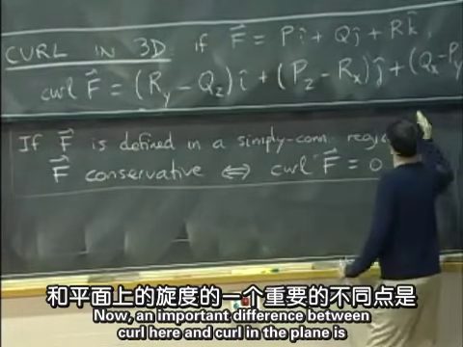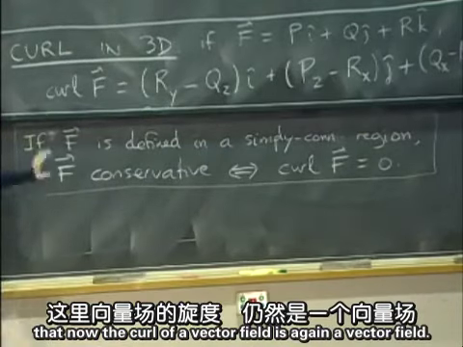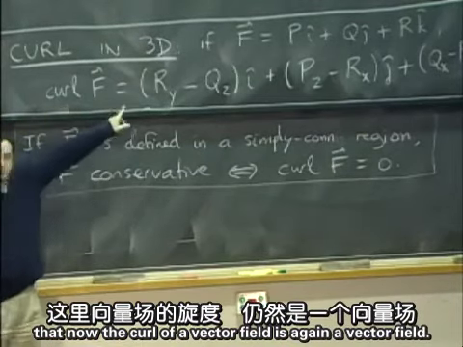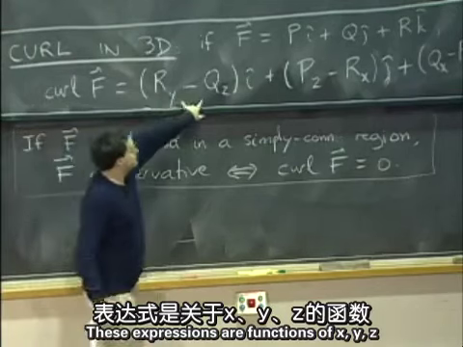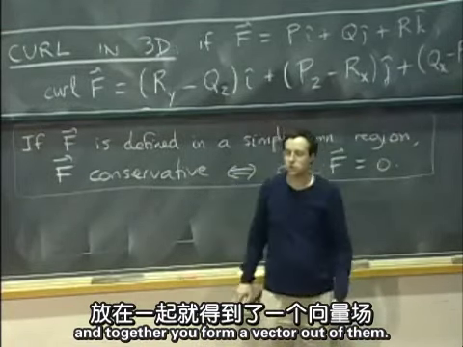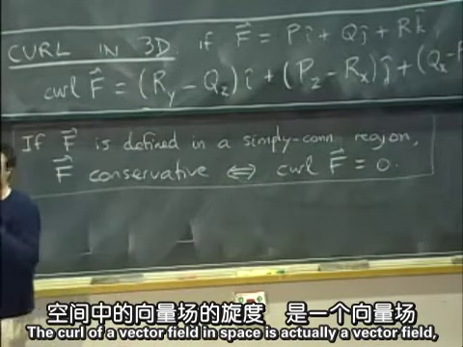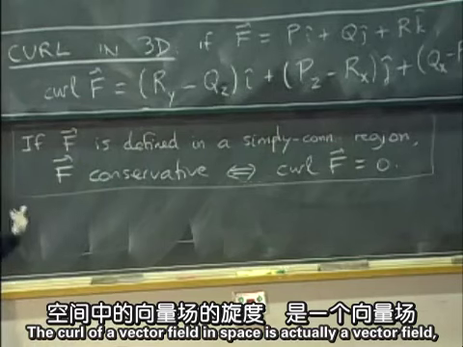Now, an important difference between curl here and curl in the plane is that now the curl of a vector field is again a vector field. See, these expressions are functions of x, y, z, and together you form a vector out of them. So the curl of a vector field in space is actually a vector field, not a scalar function.